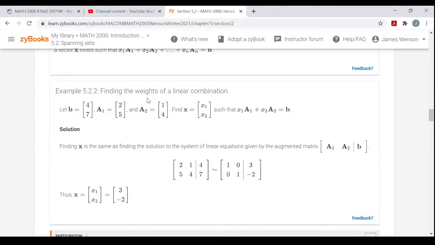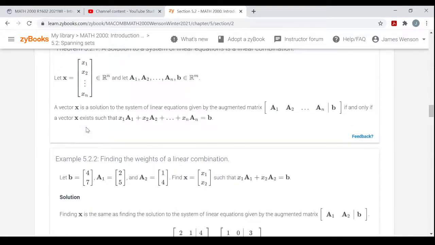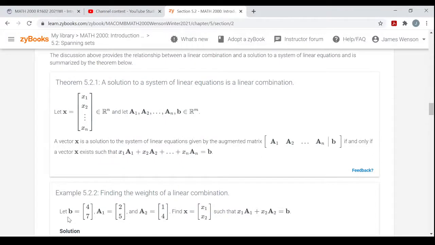here, this is just like earlier. Finding the weights of a linear combination. So suppose vector B is the vector 4, 7. Vector A1 is the vector 2, 5. Vector A2 is the vector 1, 4. Find vector X, basically find the weights. Find x1 and x2, these numbers, such that x1 times a1 plus x2 times a2 equals b. So I want to show that b is a linear combination of the vectors a1 and a2.